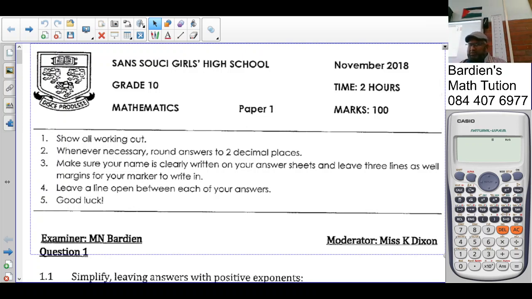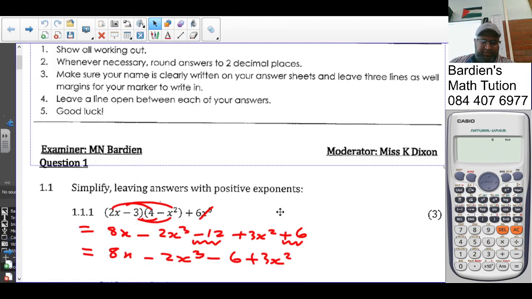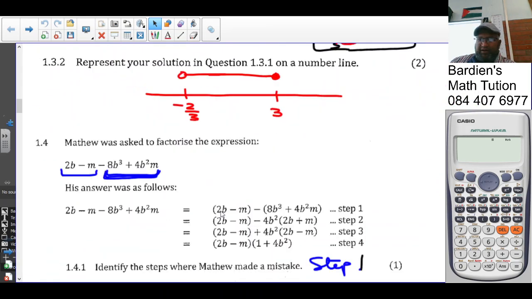Okay, good morning class. So today, let's get the chart. Today we're looking at the November 2018 paper 1. We got up until question 5.1. Okay. So we got up until question 5.